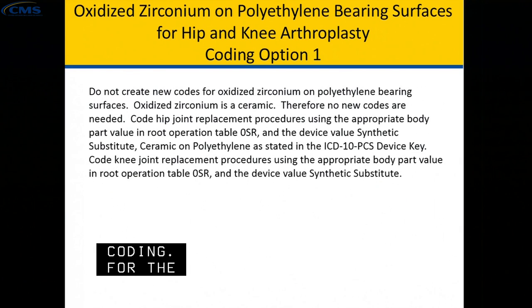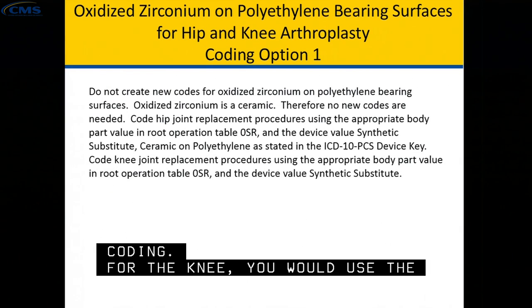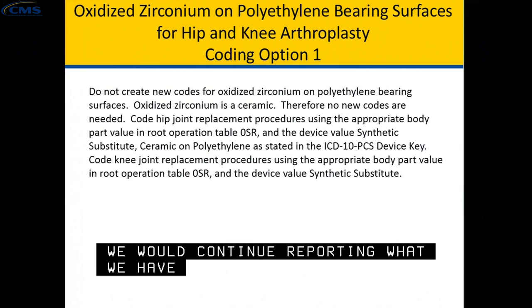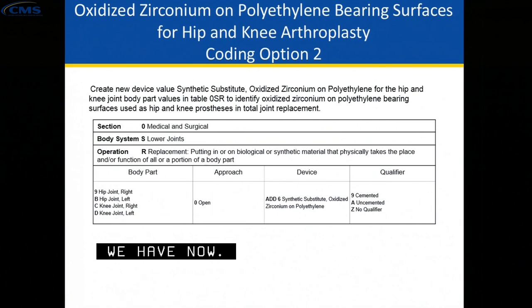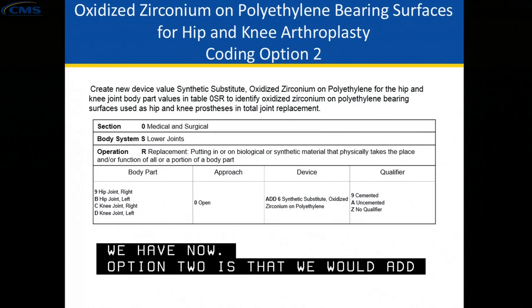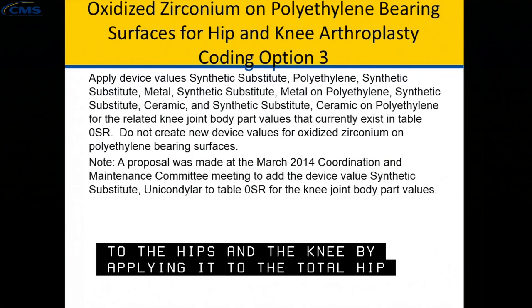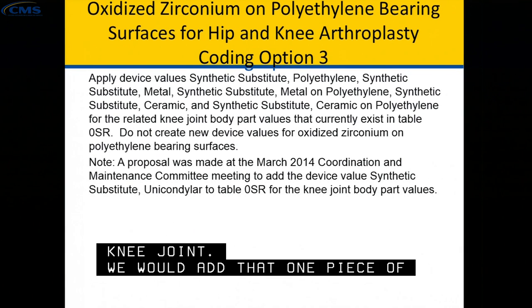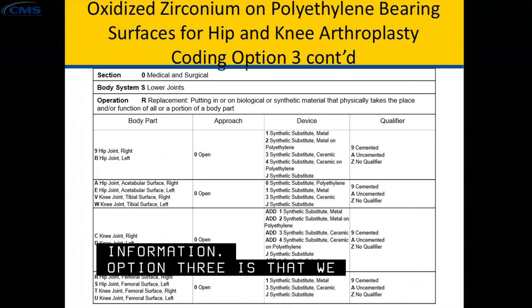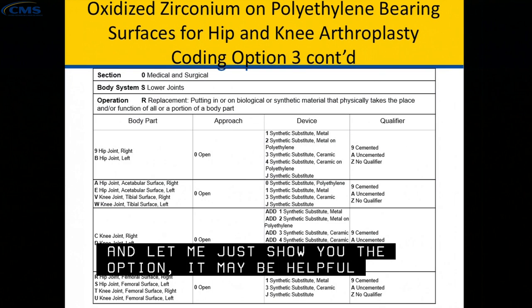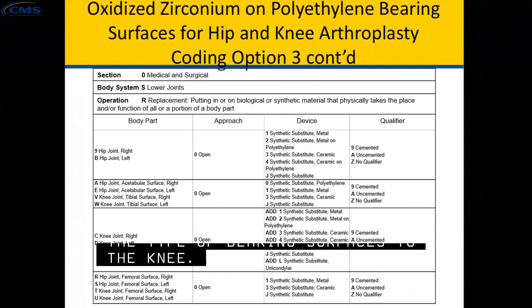That's current. Option one is that we wouldn't create any new codes. We would continue reporting what we have now with the bearing surface detail on the hips, not adding anything to the knee, and not adding detail for the oxidized zirconium. Option two is that we would add the detail of oxidized zirconium to the hips and knee by applying it to total hip and knee joints, as you see on this chart. So we would add that one piece of information. Option three is that we would, and let me just show you the option, it may help a little bit to see. You see, we would add the detail for the type of bearing surfaces to the knee, and we would add the detail for the knee as shown here.